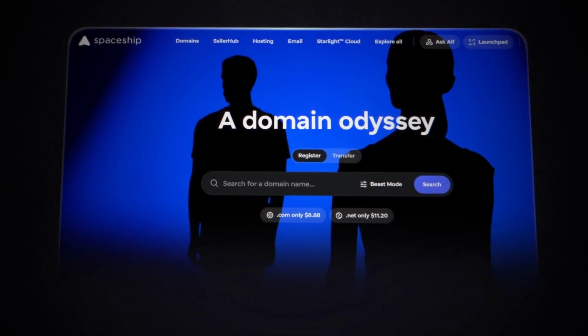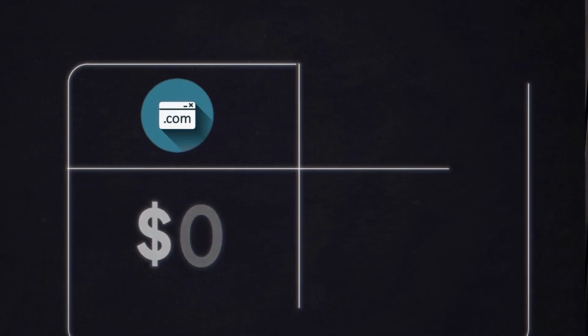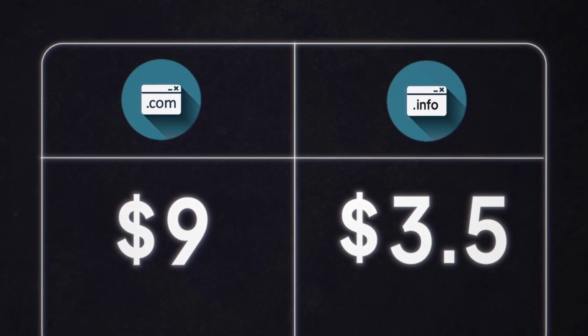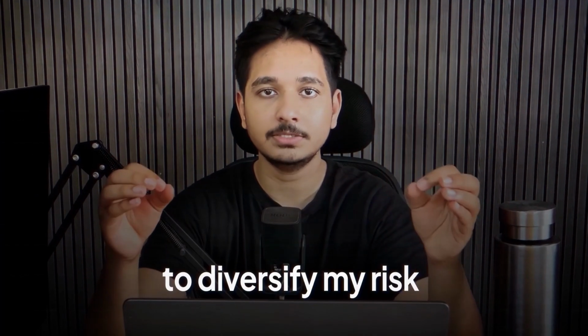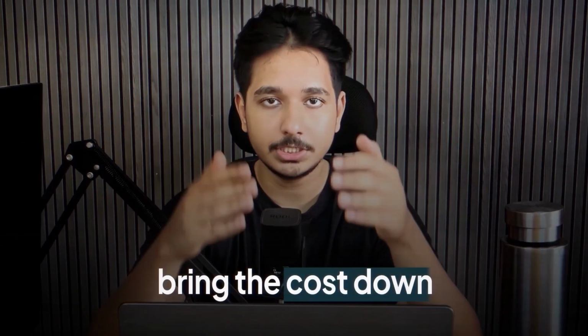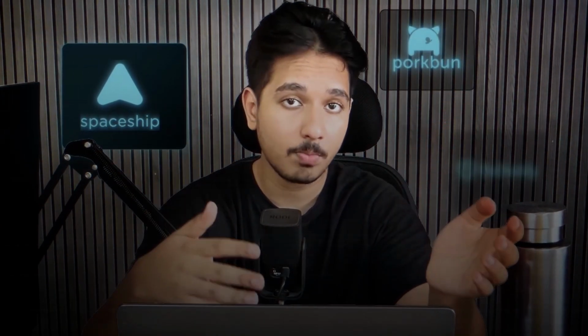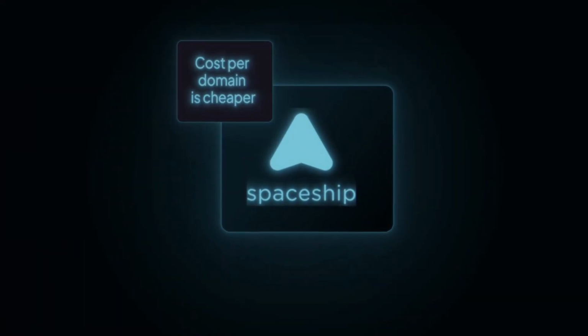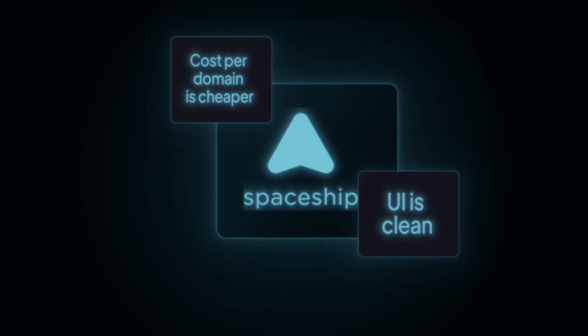For domains, I use Spaceship. A .com domain costs around $9 and a .info domain costs around $3.5. I purchase a combination of both of them to diversify my risk and also bring the cost down. The reason why I stick with Spaceship compared to other providers like Porkbun or GoDaddy is simple. It's because the cost per domain is relatively cheaper and the UI is super clean.